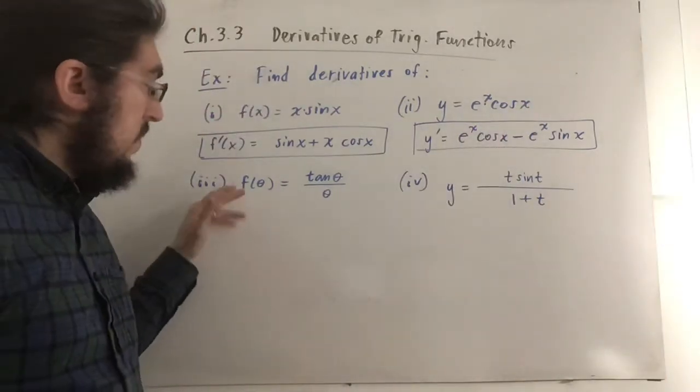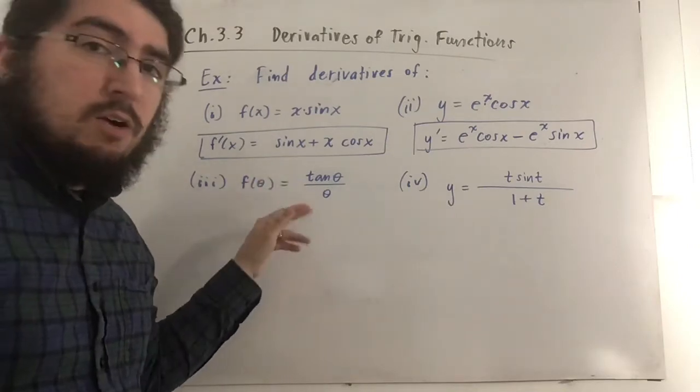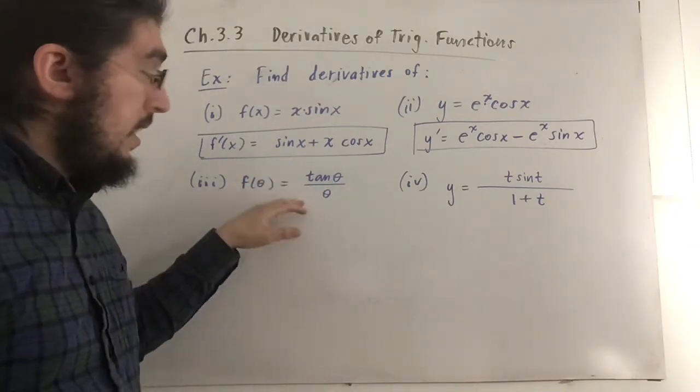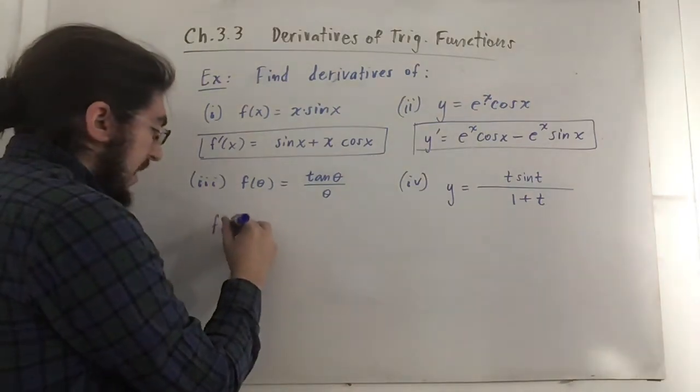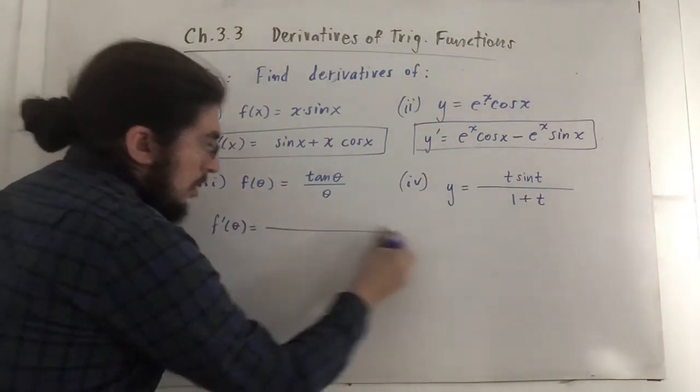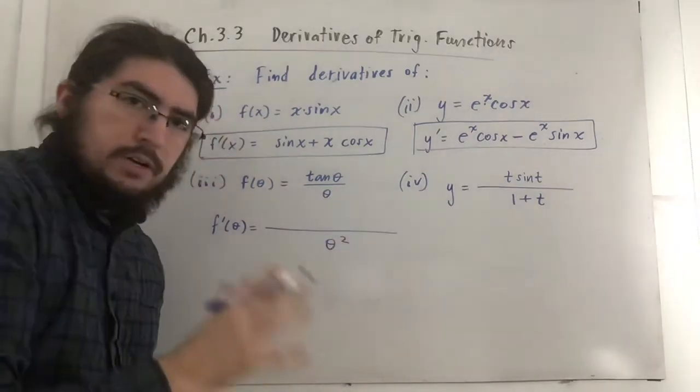Here, we want to find the derivative of f of theta is tangent theta over theta. That'll require a quotient rule. So let's see, we're going to get f prime of theta is, let's see if we can do it, all over the bottom squared. Good.